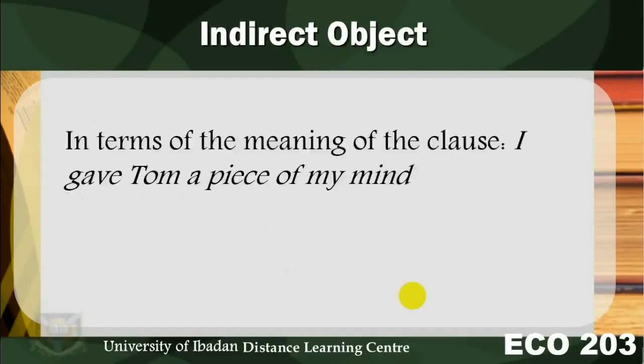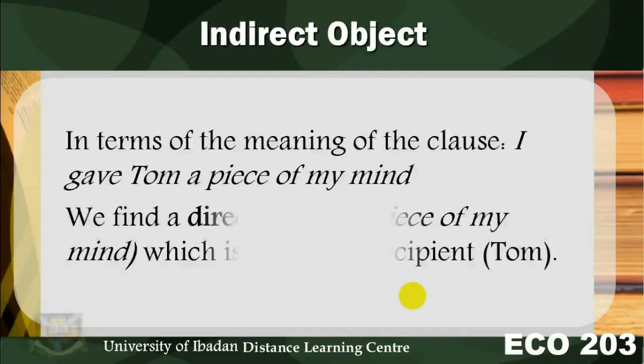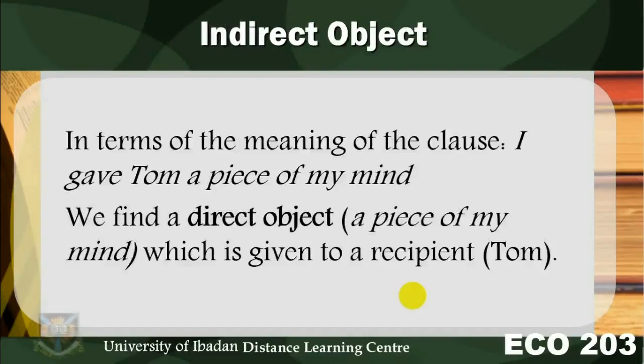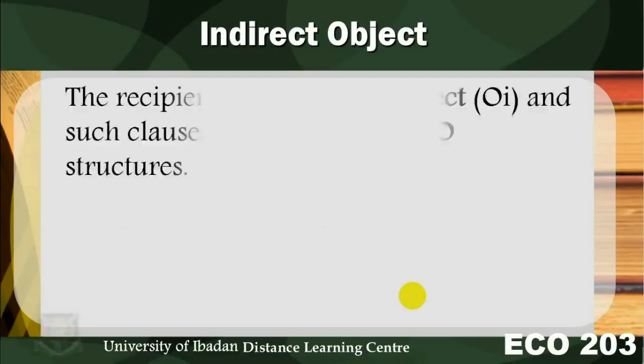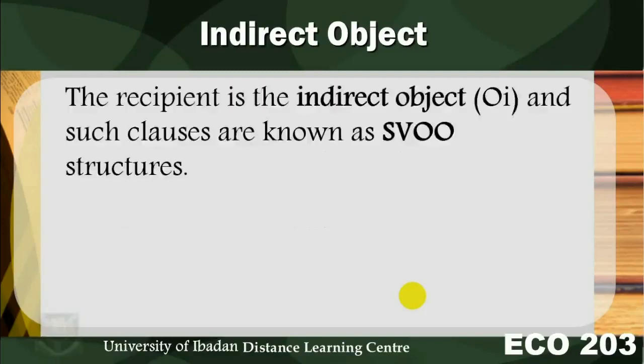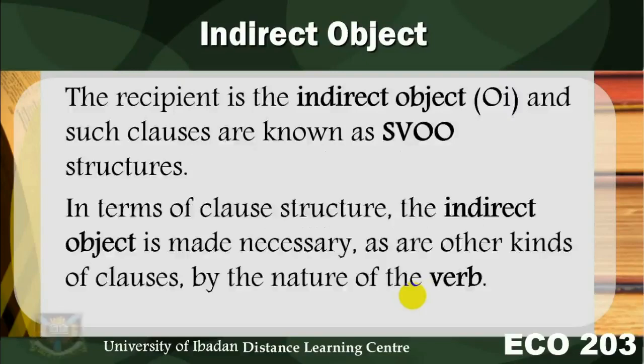Indirect object. In terms of the meaning of the clause, I gave Tom a piece of my mind. We find a direct object, a piece of my mind, which is given to a recipient, Tom. The recipient is the indirect object, OI, and such clauses are known as SVOO structures.